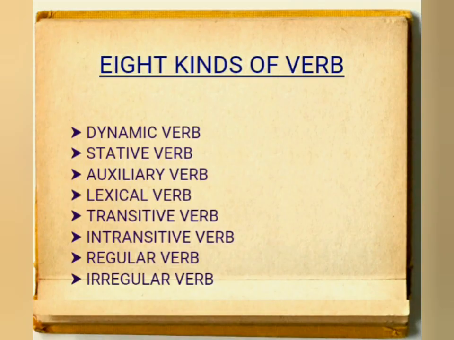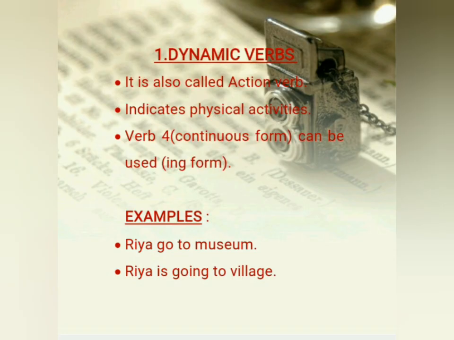Now, let's move towards kinds of verb. Here we are going to discuss 8 kinds of verb: dynamic verb, static verb, auxiliary verb, lexical verb, transitive verb, intransitive verb, regular verb and irregular verb. So, first one is dynamic verb.